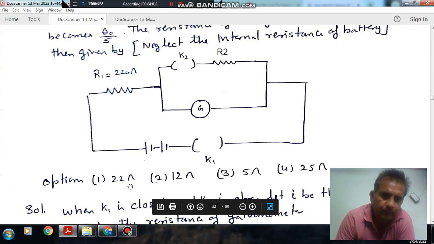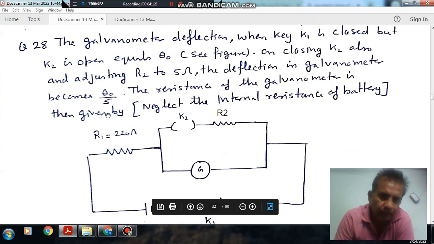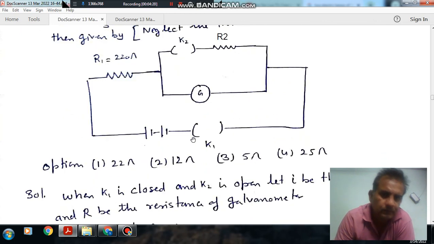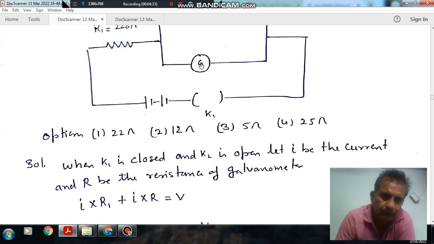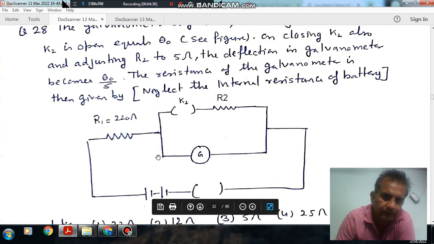So this is your battery, this is your 220 ohm resistance, this is your galvanometer, and the resistance of the galvanometer is what we have to find out. Now when K1 is closed and K2 is open, R1 and the resistance of the galvanometer are in series. So let I be the current flowing, then I R1 plus I R, suppose this resistance is R, is equal to the voltage supplied.